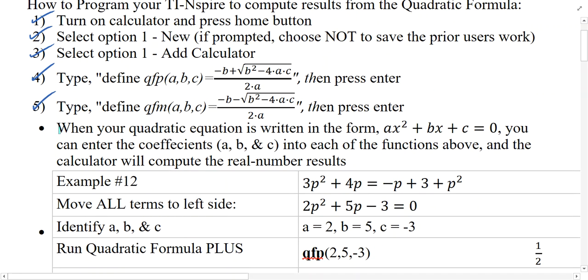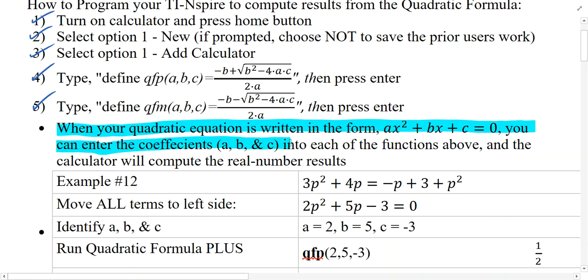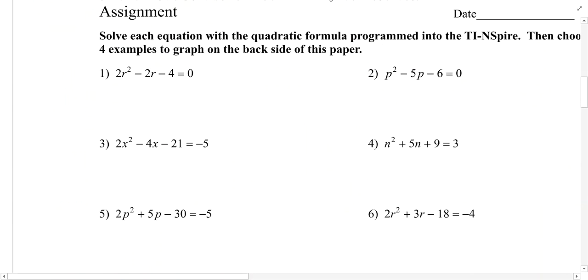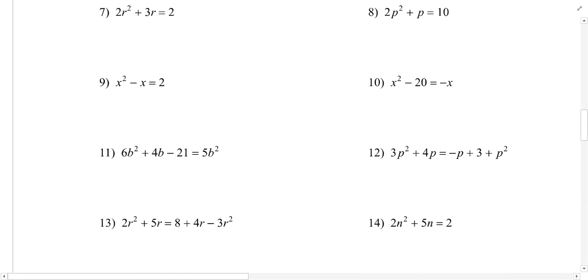As a reminder, when your quadratic equation is written in this form, ax squared plus bx plus c equals 0, you can enter the coefficients a, b, and c into the functions above, the QFP and QFM. The calculator will compute real number results. This is the example that we had in class. I'm going to choose another example to complete down below. But essentially, we have to make sure that all terms are moved to the left-hand side, correctly identify our a, b, and c values, and then we will run both the quadratic formula plus and the quadratic formula minus.